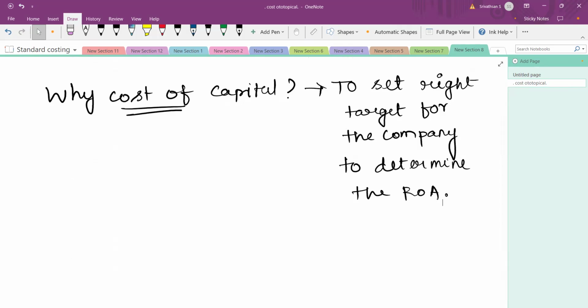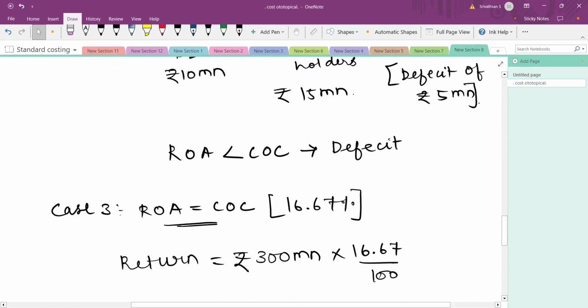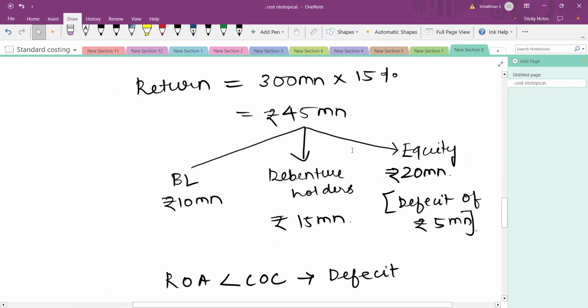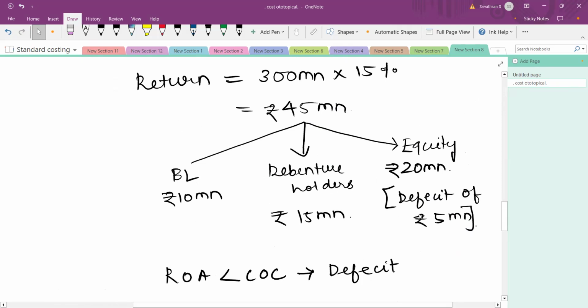For example, let's say the organization is not aware of its cost of capital. So here we calculated the cost of capital is 16.67%. Let's say the organization is not aware of the fact that its cost of capital is 16.67%. Now, what will happen? Let's say the cost of capital of the company is 16.67, but the company is not aware of it, and they are planning to generate a return equal to, let's say, 15%. In that case, what happened? Their cost of capital is 16.67, but they are not aware of it. So they set the target for 15%, and they ended up with a deficit of 5 million. Expectation of the equity shareholders was not met.